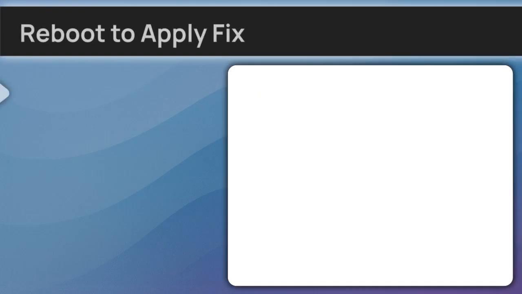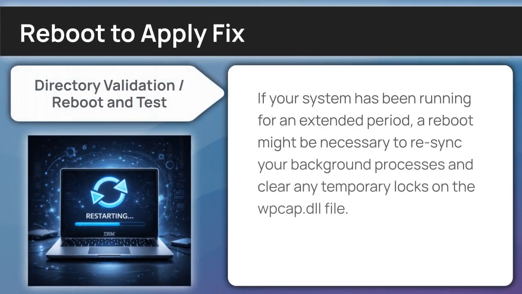A quick system restart is a practical way to ensure that all shared libraries, including the WinPcap library, are being loaded correctly into the current session's memory.